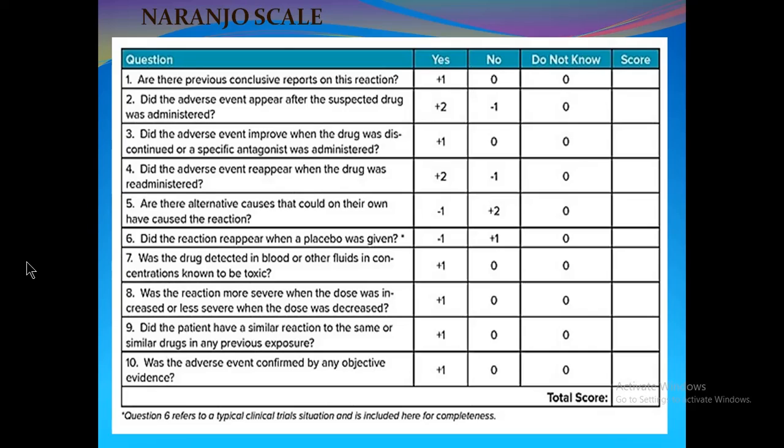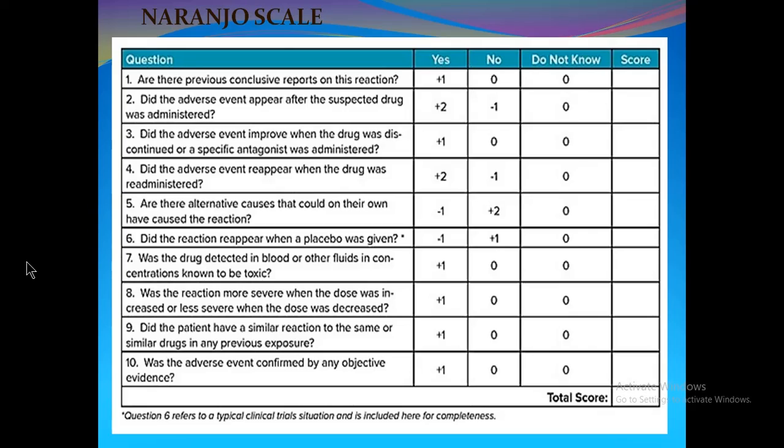Third question. Did the adverse event improve when the drug was discontinued or a specific antagonist was administered? If answer is yes, the score is +1. If no, the score is 0. If do not know, again the score is 0. Question 4. Did the adverse event reappear when the drug was re-administered? If the answer is yes, the score is +2. If answer is no, the score is -1. If do not know, the score is 0.